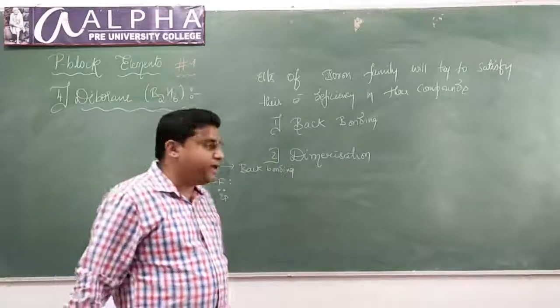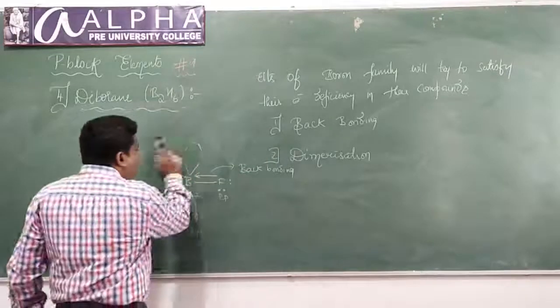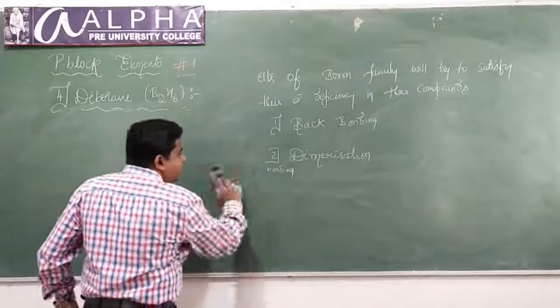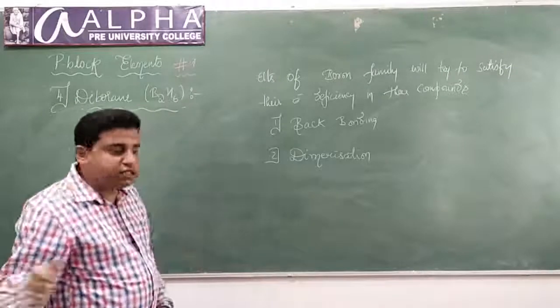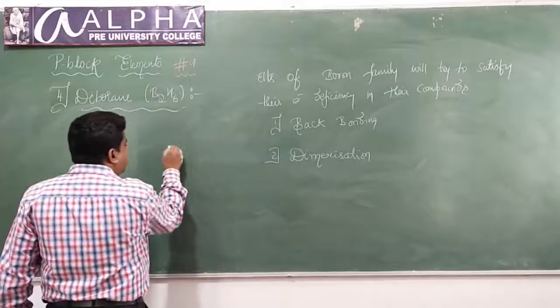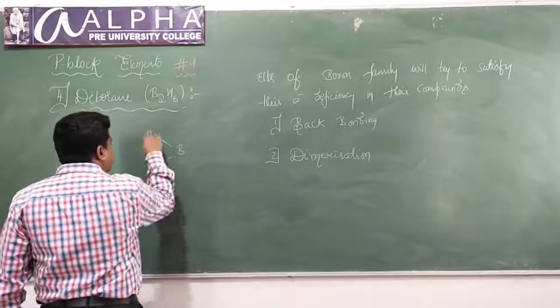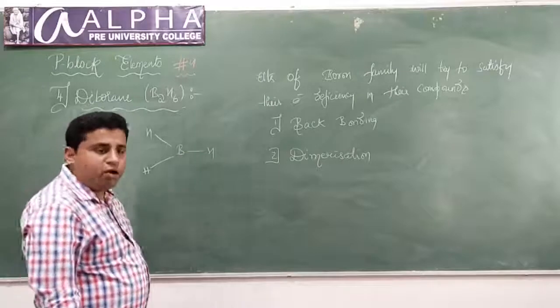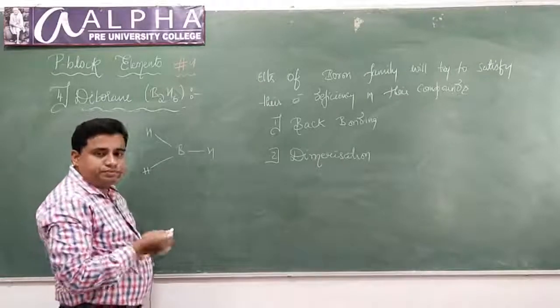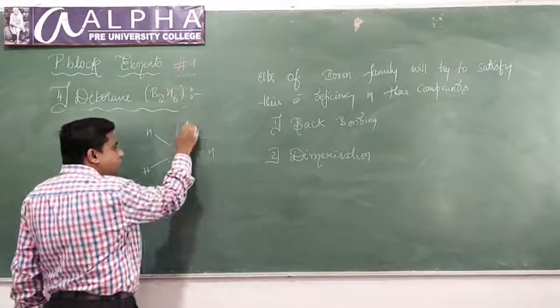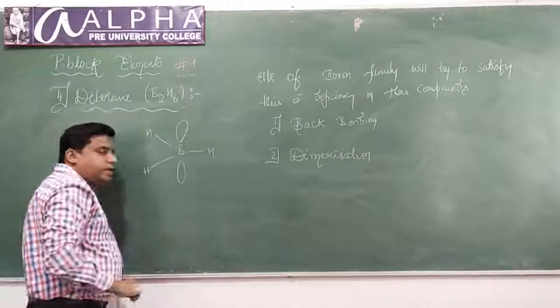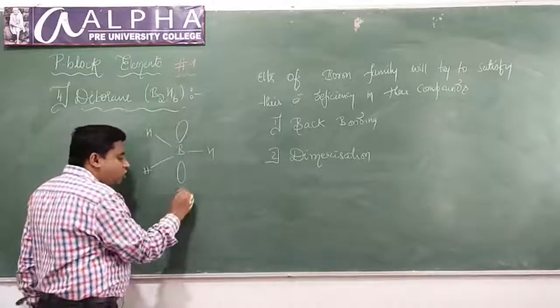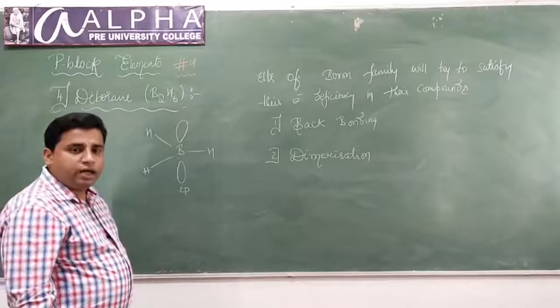Dimerization. Now coming on to boranes, BH3. Look here, B, H3, BH3. Are you getting my point? See here also, there will be a vacant 2p orbital of boron. Are you getting my point?